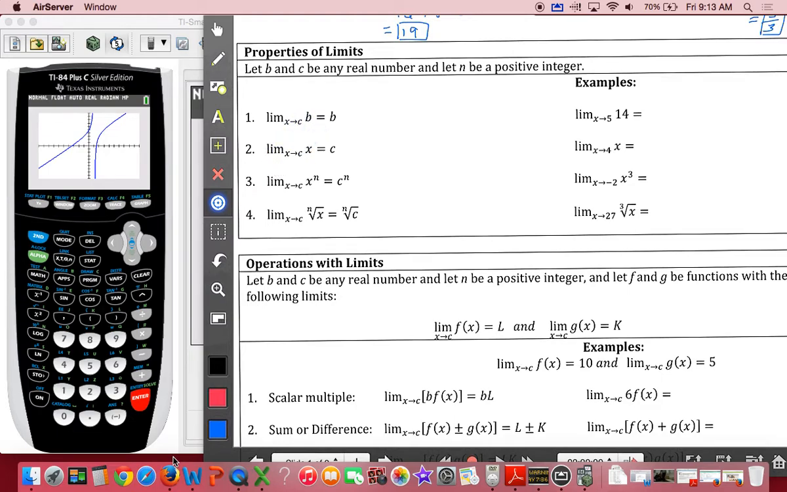So over here, if we have y equals 14 and we're approaching 5, what's the limit? 14.